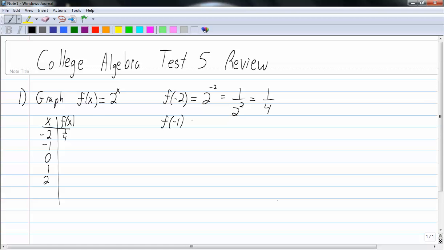When you plug in a negative 1, that's 2 to the negative 1 power. That's 1 over 2 to the first, or 1 half. When you plug in a 0, 2 to the 0 is 1. When you plug in a 1, 2 to the first power is 2. When you plug in a 2, 2 to the second power is 4. Okay, now take those values and sketch it up.